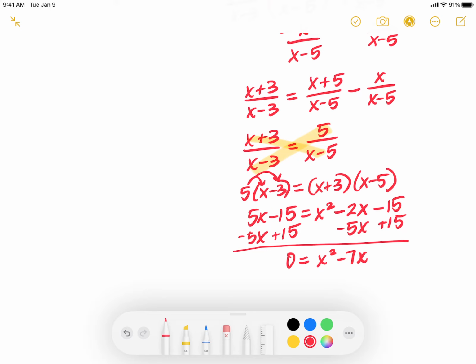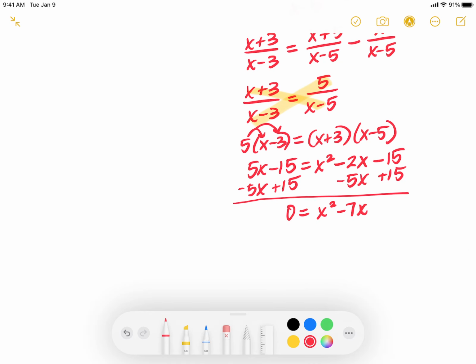And let's keep going. Let's factor this. x squared and 7x have an x in common. So I'm going to factor out that x. When I divide both terms by x, x squared divided by x leaves me with just x. Negative 7x divided by x leaves me with just negative 7. And now I have my two factors. x can either equal 0 or x can equal 7. And those would be our two solutions.